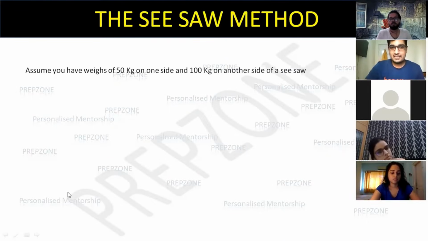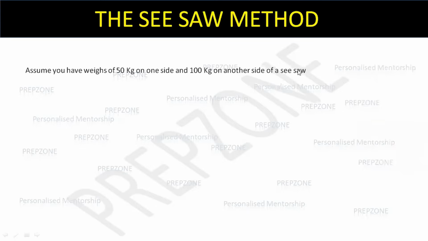So next, this is the concept of the seesaw. We will talk about its application in the subsequent slides. Meanwhile, let's have a sort of game. Assume that you have weights of 50 kilo on one side and 100 kilo on another side of a seesaw. By the way, what is a seesaw?